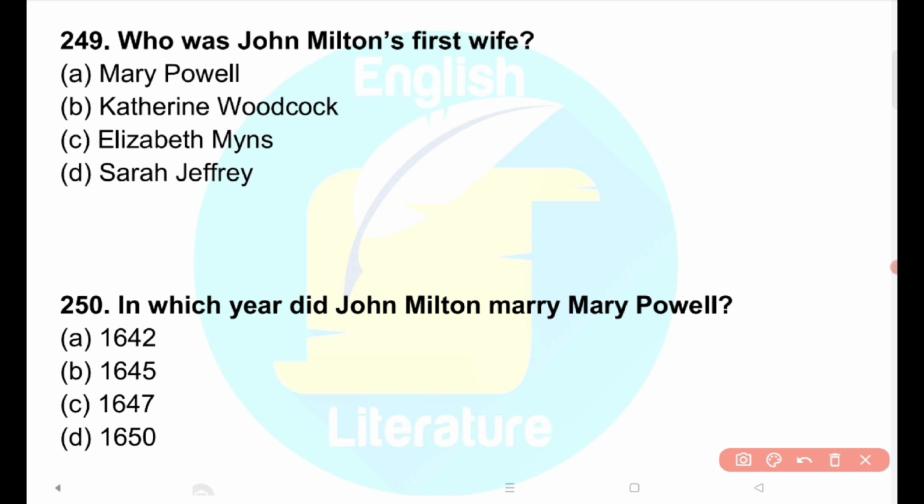In which year did John Milton marry Mary Powell? Option A, 1642.